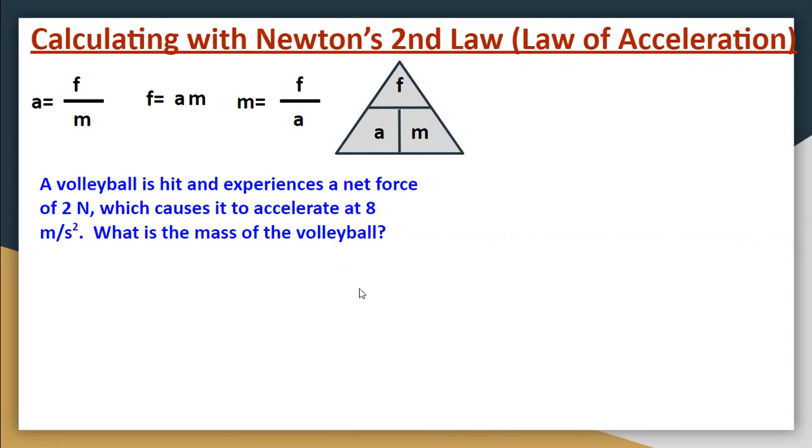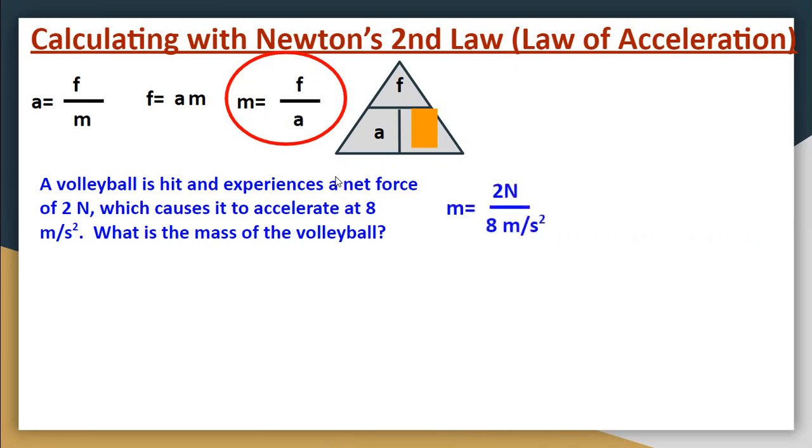Okay, which formula am I going to use? I'm looking for the mass. I'm going to use that formula. Mass is equal to force divided by acceleration. Another way I could do it is cover up the m in my triangle, and I can see that it's F divided by A.